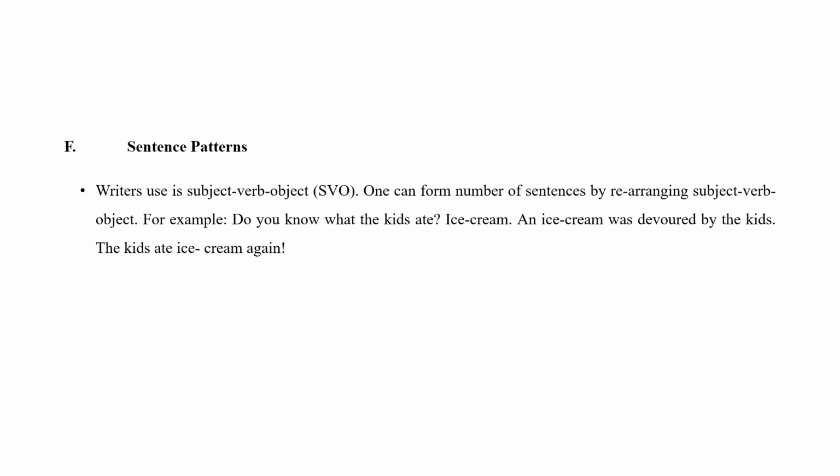Sentence patterns. Writers use subject, verb, object, SVO. One can form a number of sentences by rearranging subject, verb and object. For example, do you know what the kids ate? Ice cream. Ice cream was devoured by the kids. The kids ate ice cream again.